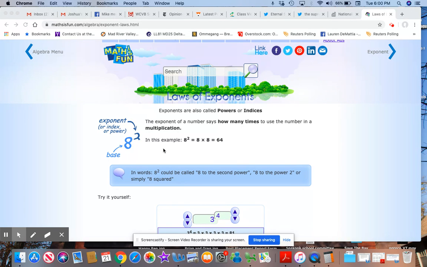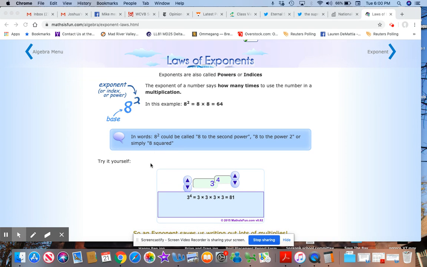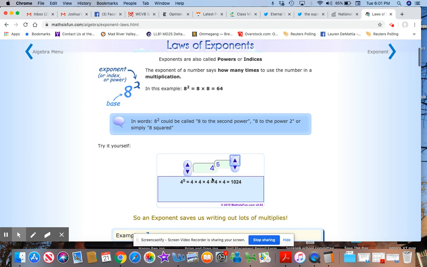This week we're doing laws of exponents. The exponent is the number on the smaller and top right of another number that's called the base, and it means how many times that number is being multiplied. For example, 3 to the 4th is 3 times 3 times 3 times 3. If you do 4 to the 5th, it's 4 times 4 times 4 times 4 times 4.